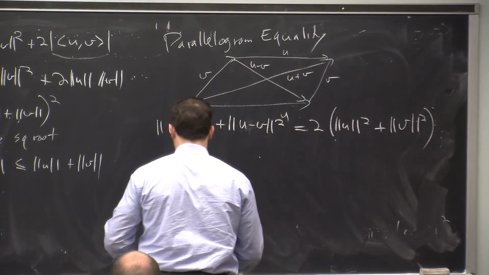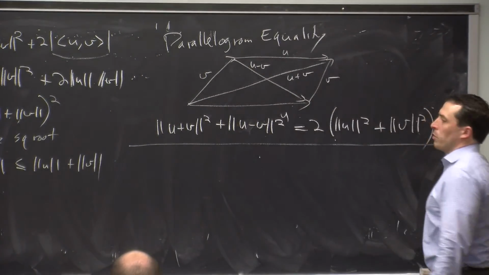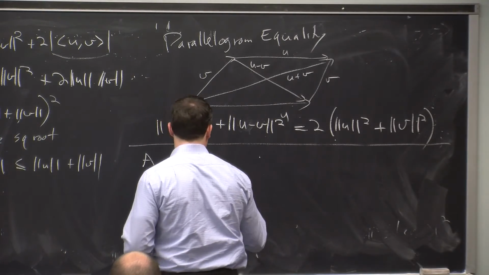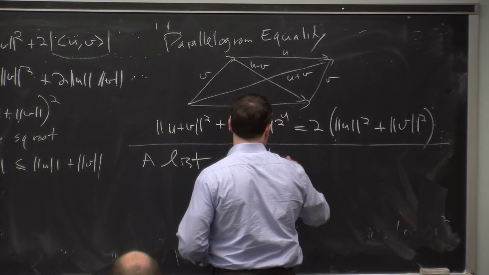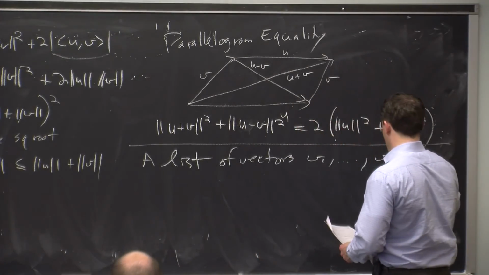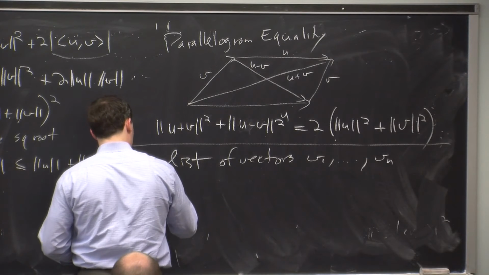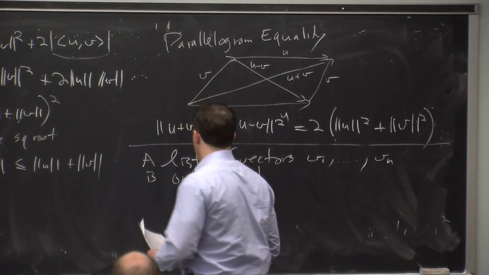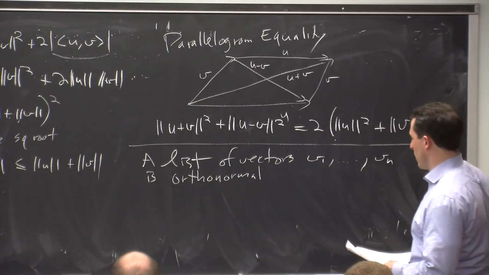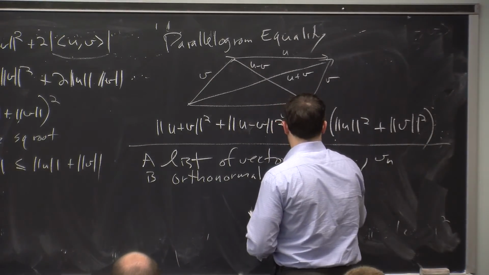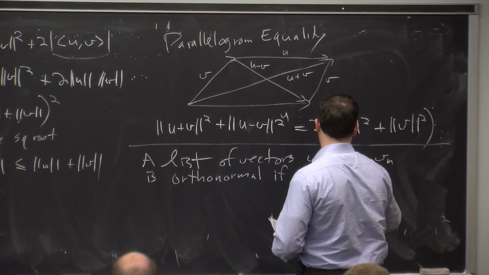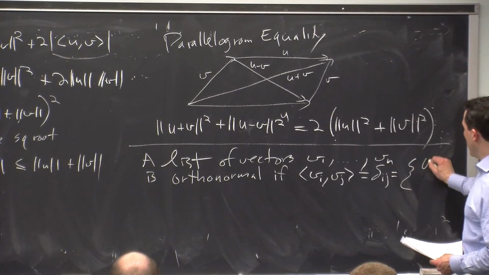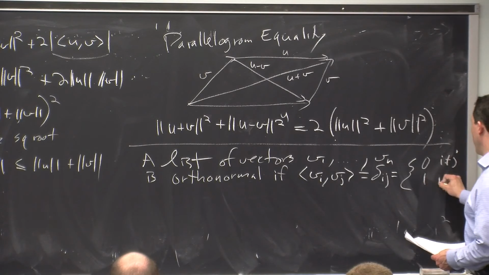Okay, so now we want to make another definition using the notion of orthogonality. And this is for a list of vectors. So another nice property that a list of vectors could have. A list of vectors v1, ..., vn is called orthonormal. Orthogonal vectors were orthogonal if their inner product was 0. It's orthonormal if the inner product of vi and vj is delta ij. That is, it's 0 if i is not equal to j, and 1 if i equals j.